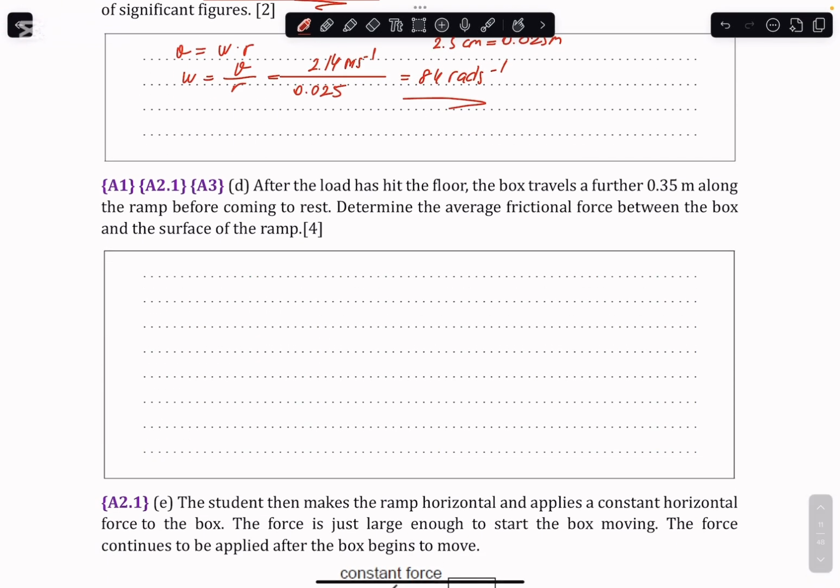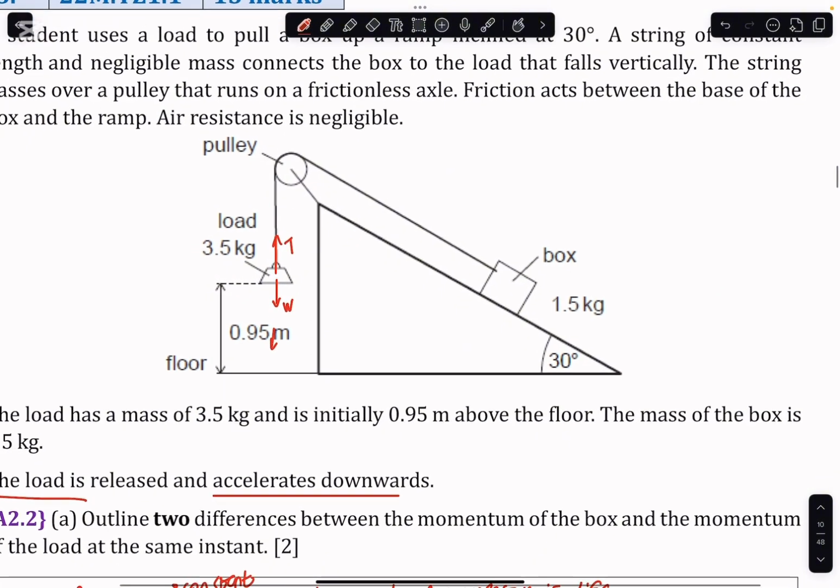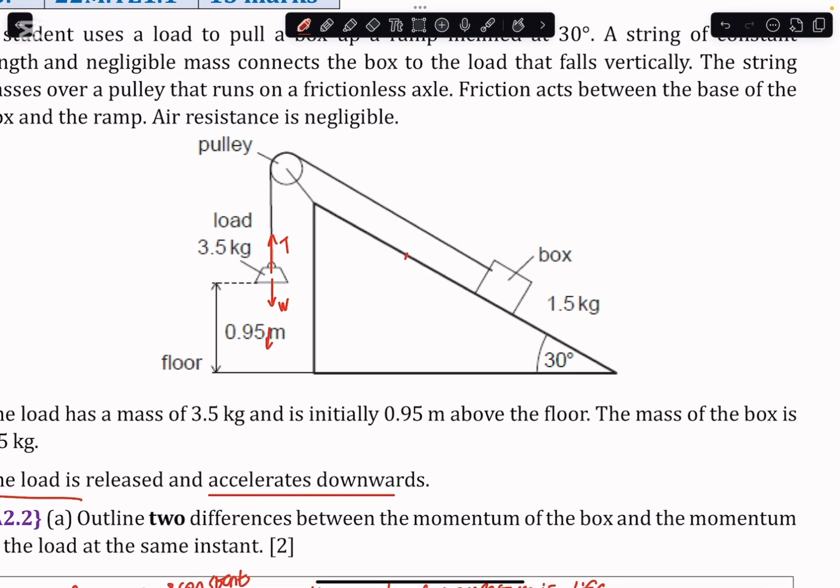After the load has hit the floor, the box travels a further 0.35 meters along the ramp before coming to rest. Determine the average frictional force between the box and the surface of the ramp. The load has hit the floor, so let's say the box has come to here when the load hit the floor. Then it travels a further distance of 0.35 meters, and here it has come to rest. So the final velocity is 0 meters per second because the box has come to rest.